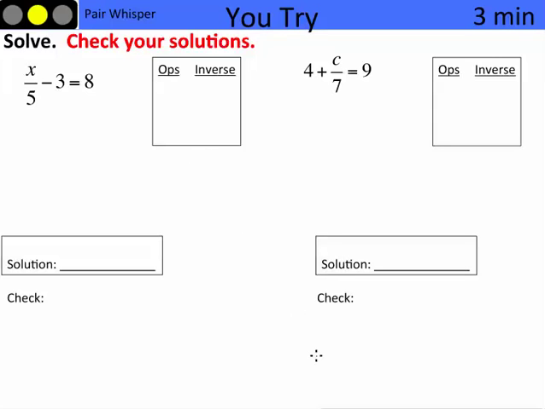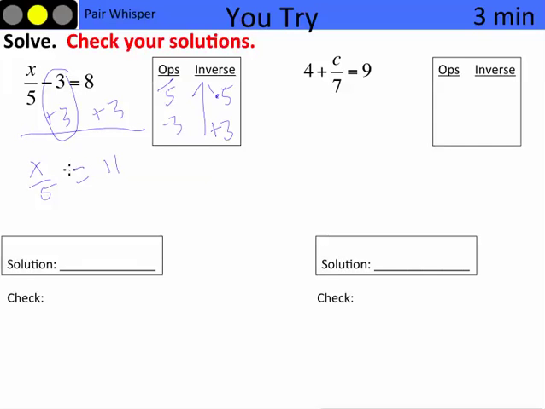Try these next two problems on your own. Pause the video now. Okay, let's check your work. X is being divided by 5 and then subtracted by 3. So we're going to add 3 and multiply by 5. Add 3 to both sides, because negative 3 and positive 3 make 0. So we have x divided by 5 equals 8 plus 3 is 11.